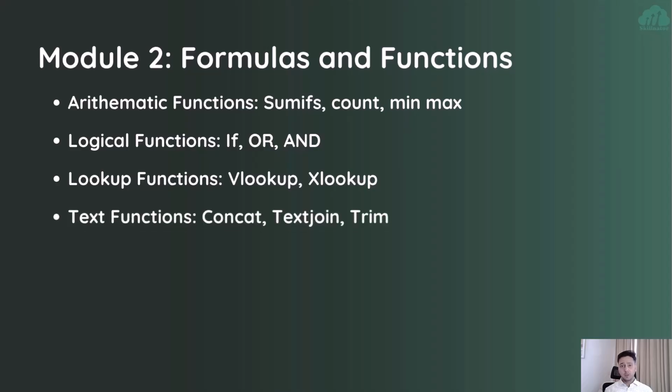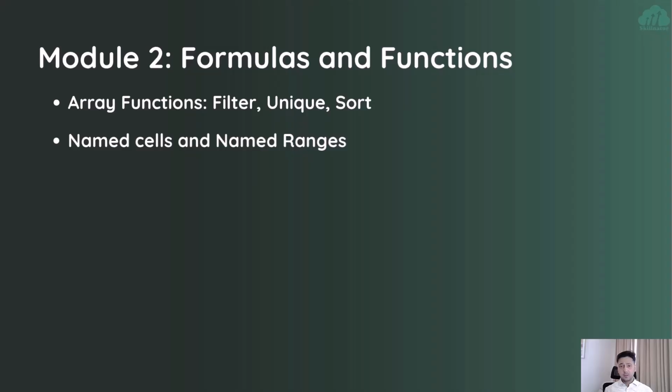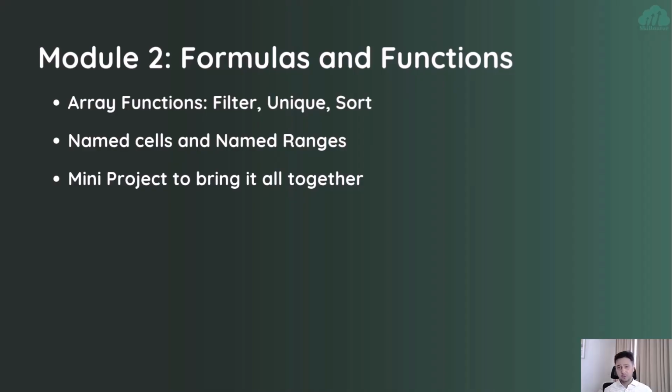After that, we'll explore text functions that will help you clean and format your data, and the date functions that help you work with date-based or time-based data. Later in the module, we'll also dive into array functions like filter, unique, sort to help you work with dynamic datasets. We will work with named cells and ranges, a simple but powerful way to make your formulas easy to read and manage. Towards the end of this module, we'll work on a mini project where you apply everything that you've learned so far in a practical exercise.